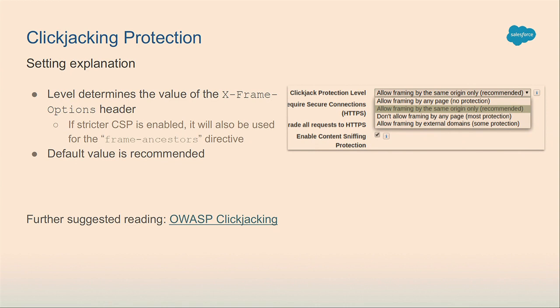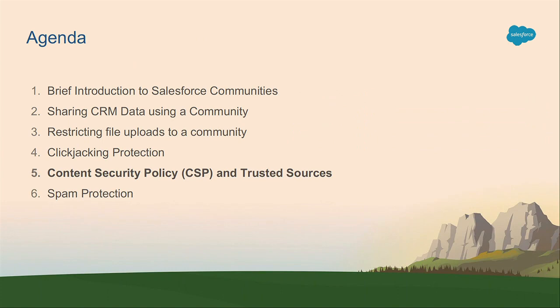So the default option is the middle one, which is same origin only. You can also restrict that even further so that community pages can't even load other community pages, which is no iframing. And then on the opposite side, you can allow any website to frame your community. That's currently been the only thing you can do to let your community be framed by another website. In the future, we're also going to allow a middle ground where you can actually specify certain domains that are trusted and you want to let them frame. And that's a good segue into the next topic, which is content security policy and trusted sources.